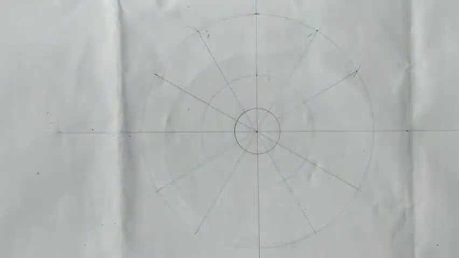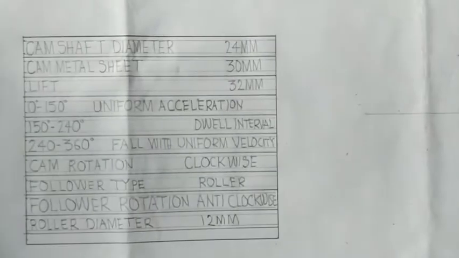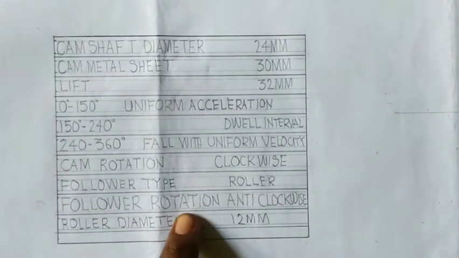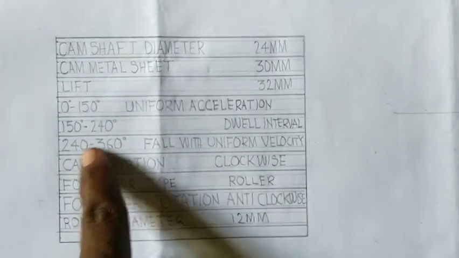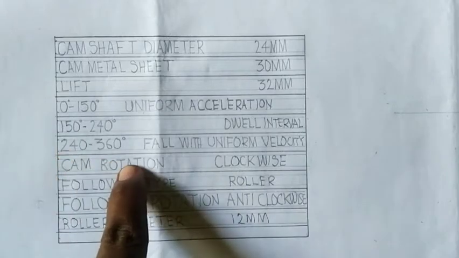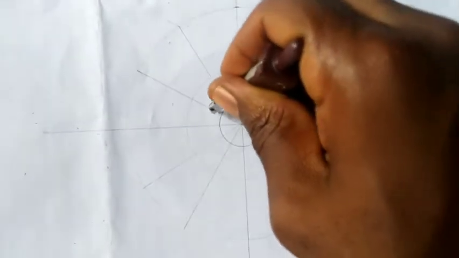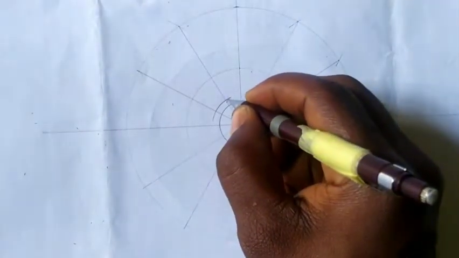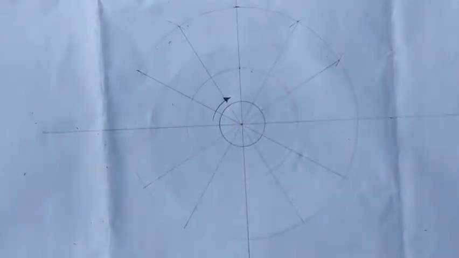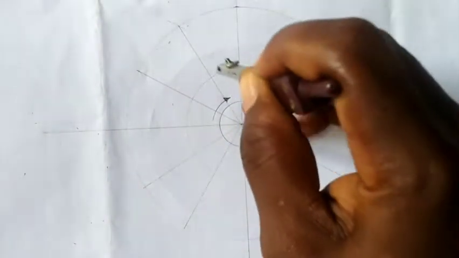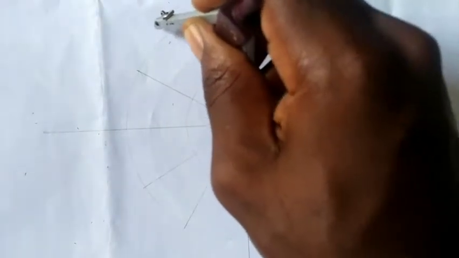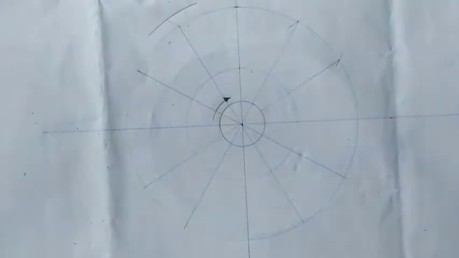Now the keyword that we need to follow is the direction of movement. The CAM rotation is clockwise. If the CAM rotation is clockwise, then the follower rotation will be anti-clockwise. It's telling me the CAM is moving in this direction, a clockwise direction. If that is the case, then the follower will be moving in the opposite direction.